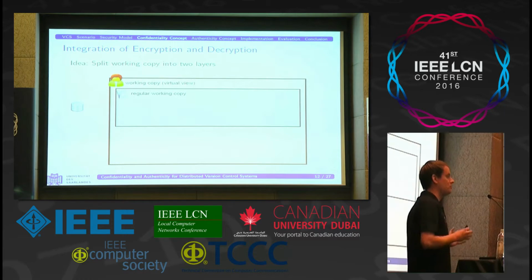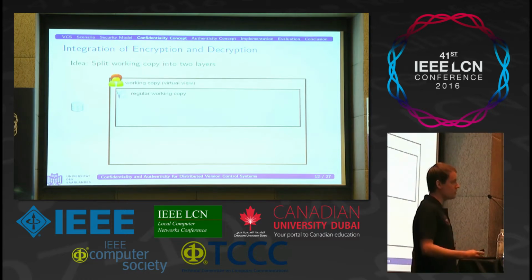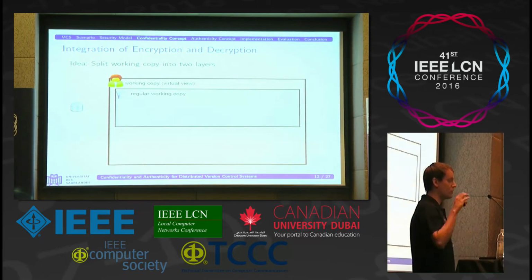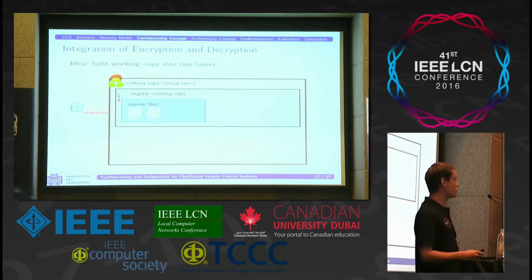The idea is we split the working copy that is used by the version control system into two layers. We have a regular working copy layer, which corresponds to the working copy which is seen by standard version control systems, and we have a virtual view on top of that that is allowed to contain decrypted data of confidential files. First of all, if the user checks out just a revision with non-confidential files, then these revisions are checked out into the regular working copy, and that's exactly what happens in the unmodified version control system. So the virtual view is identical to the regular working copy.